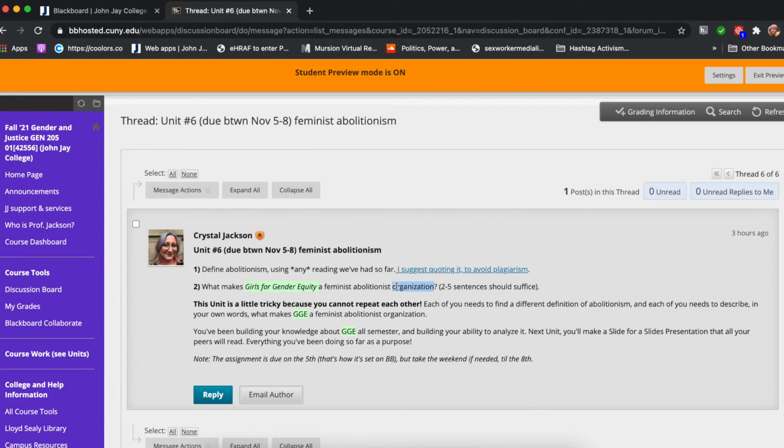Then I want you to answer a question: looking at Girls for Gender Equity, what makes your organization a feminist abolitionist organization? And 2 to 5 sentences here should suffice.